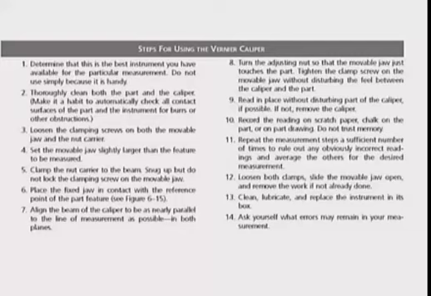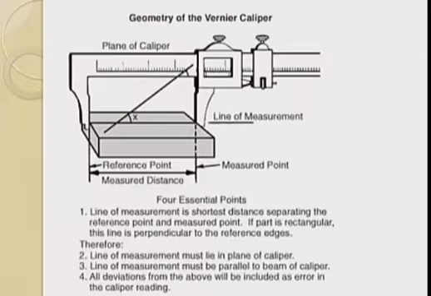Ask yourself what errors may remain in your measurement. Geometry of the vernier caliper: you have the plane of the caliper, the line of measurement, the reference point, the measured point, and the measured distance. The line of measurement is the shortest distance separating the reference point and the measured point. If the part is rectangular, this is the perfect line perpendicular to the reference edges. Therefore, the line of measurement must lie in the plane of the caliper. The line of measurement must be parallel to the beam of the caliper, and all deviations from the above will be included as error in the caliper reading.